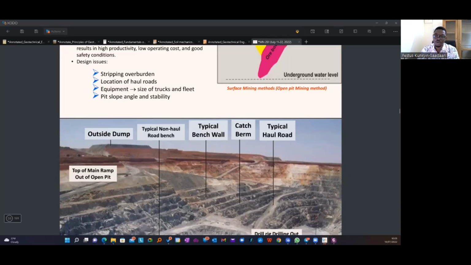You don't expect someone to come and work, and at the end of the month, everyone will hear about you and your company if you don't pay them. And so these are some of the challenges we face when we are designing an open pit mine.